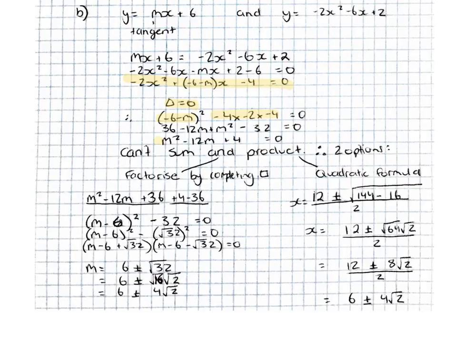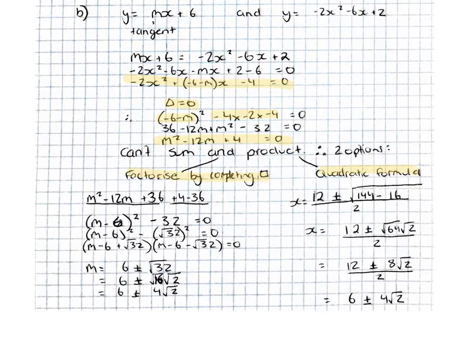We simplify that down, we actually get a quadratic: m squared take 12m plus 4. Now we can't do the sum and product. There are no factors of 4 that when added together give us negative 12. So we have two options. We can either factorise by completing the square, or we can use the quadratic formula.